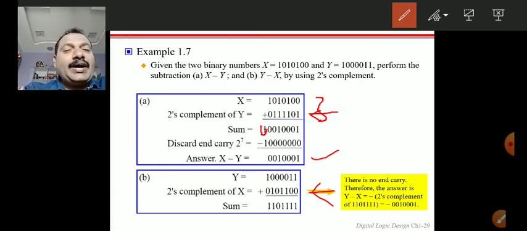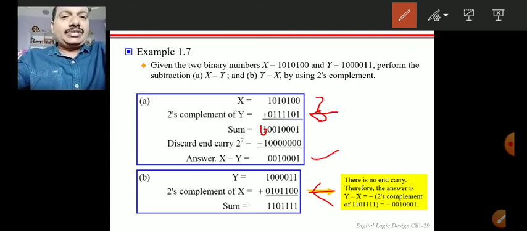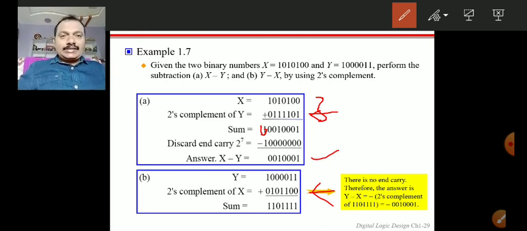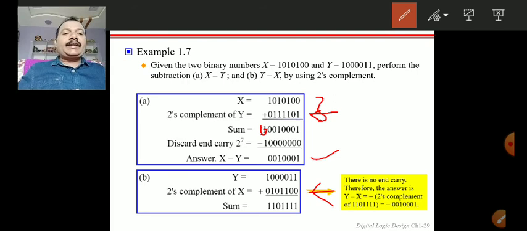One important point you have to remember is, whenever carry is not generated, that means the result we got is the 2's complement representation of a negative number. That is, the answer we got is the negative number. That you have to remember always. Whenever there is no carry generated at the end of the addition, that number is negative. It is the 2's complement representation of the negative number.